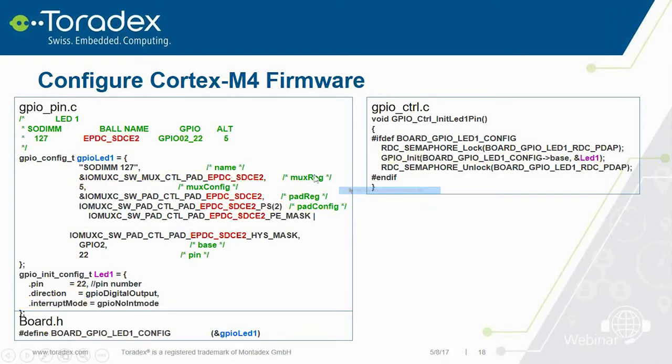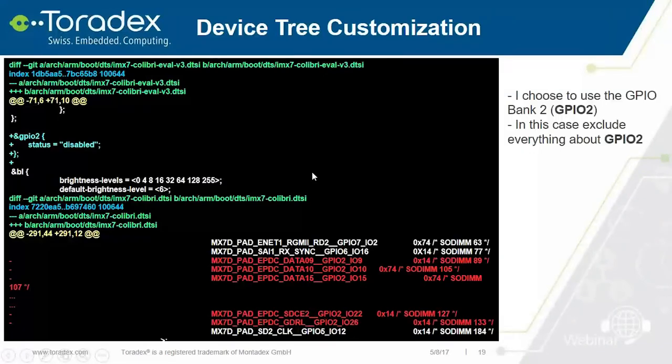Let me clear here, come back. And finally, I want to show you what I did to my device tree. I removed everything about GPIO 2. So I deleted everything to make sure I'm using this bank 2 exclusively in the M4. And I also disabled this bank 2 here. Now let's come back to Eclipse and I will show you this.